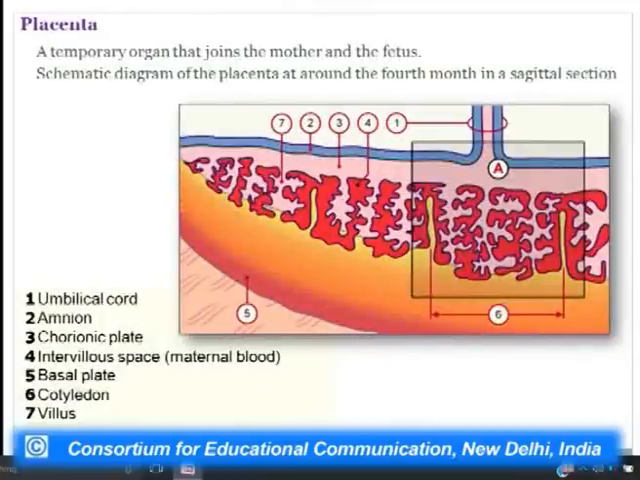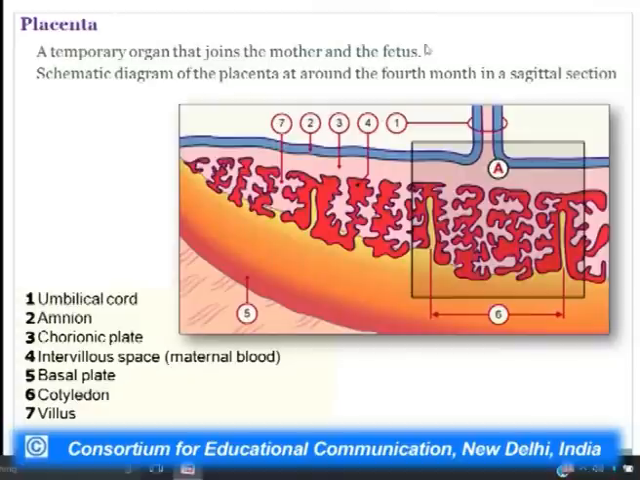So this is the temporary organ that develops, that joins the mother and the fetus, and as you can see, this is the diagram of it. This is the umbilical cord, where the blood vessels are the connection between the growing embryo and the maternal side, and this is the amnion. This is the chorionic plate, as we have seen. So these are the extraembryonic membranes.